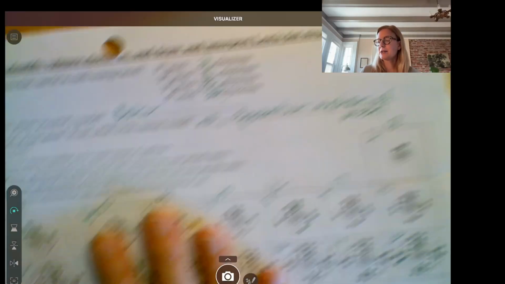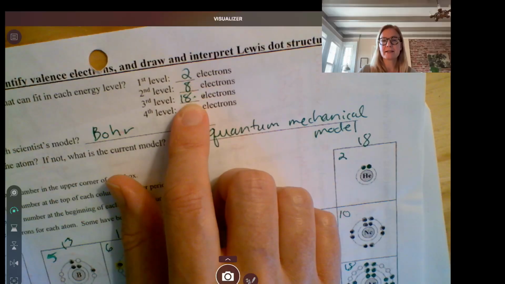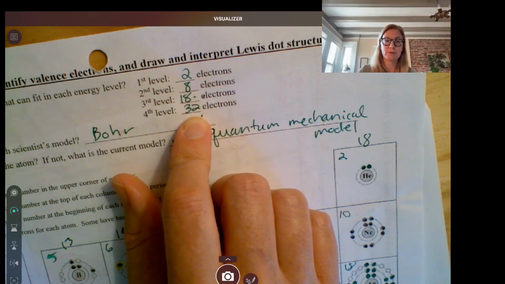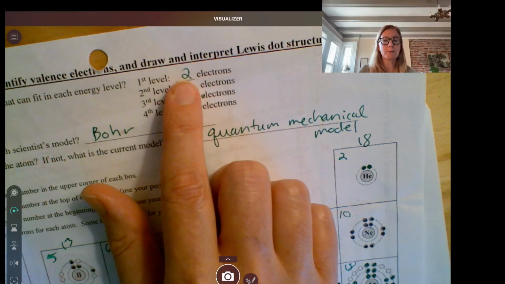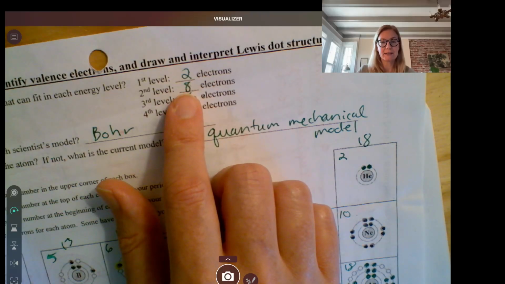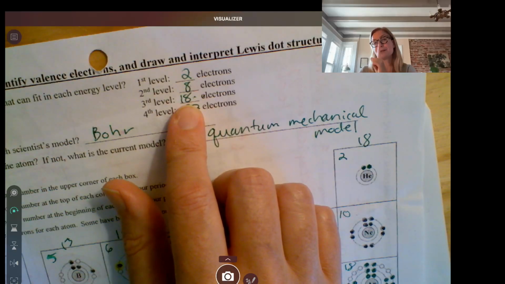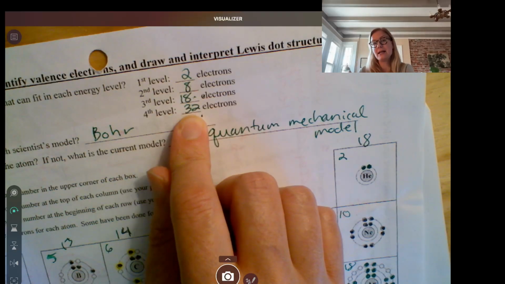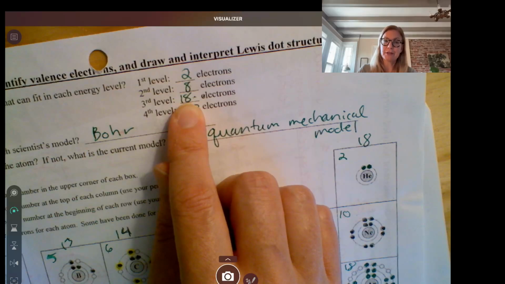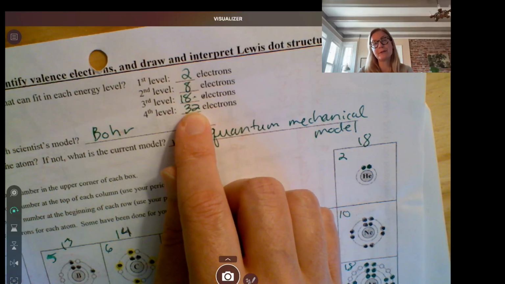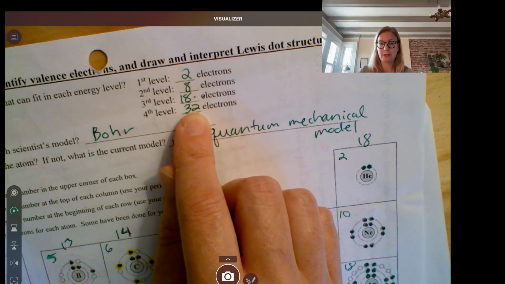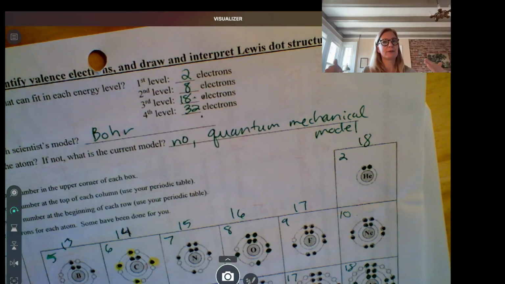Okay, it doesn't go 2 in the first level and then 8 in the second level, then 18 in the third level, and then 32 in the fourth level. It starts out normal, 2 in the first level, 8 in the second level. The third level you only put 8 in, and then after you put 8 in the third level, you jump up to the fourth level and put 2 in, and then you go back and add the remaining 10 to the third level, and then you go up to the fourth level and you add some more, and after that things start to feel very out of order. Okay, it doesn't just go first, second, third, fourth.